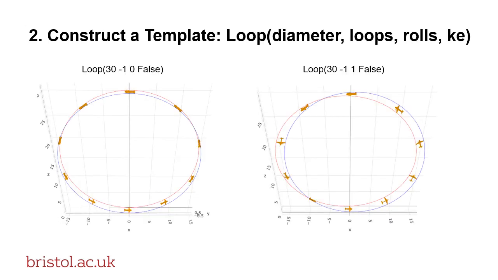This is the loop element. Like the line, we've got a scaling parameter, which is the diameter of the loop, and the number of rolls to superimpose onto it. We've also got a number of loops to perform and a boolean that specifies whether the loop should start at knife edge or not. These pictures show a normal loop and one with a single roll integrated, making a rolling loop.